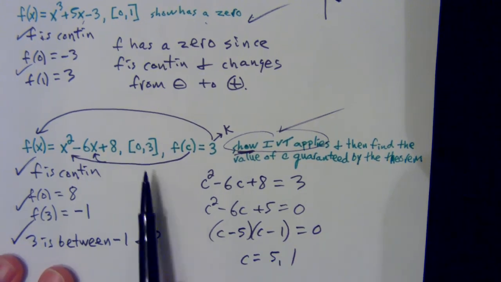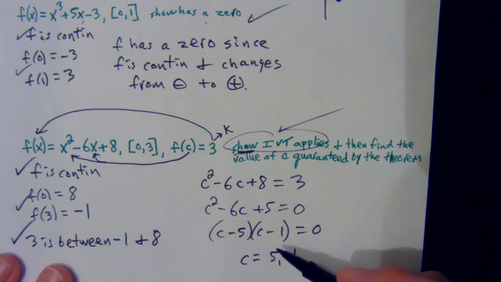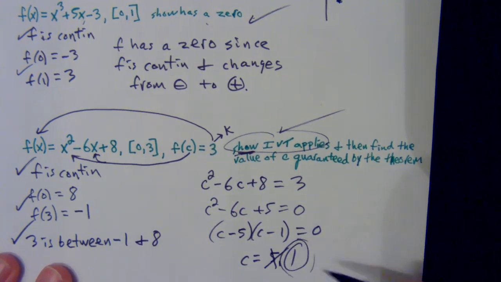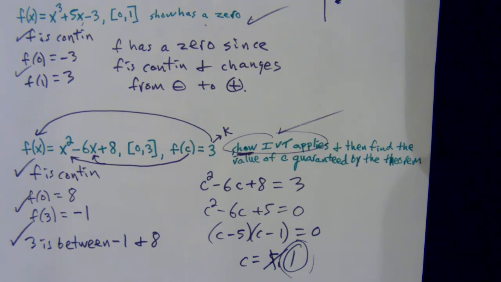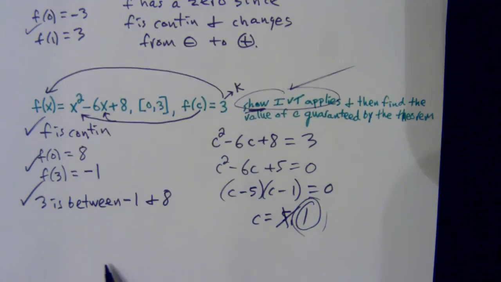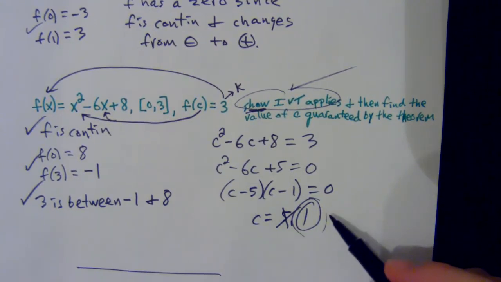Now, we got to check our interval. It says in between 0 and 3, which means we don't care about this guy right here. We're just going to have that. So the intermediate value theorem is an existence theorem. It just says that something exists. There might be more than one. Graphically speaking, we're done with this problem right there.